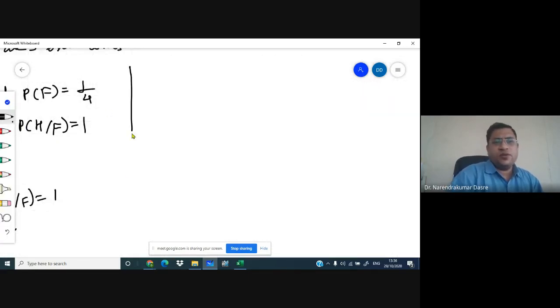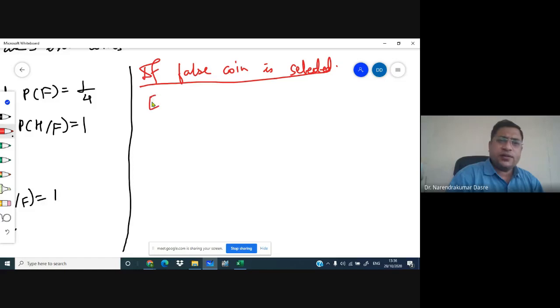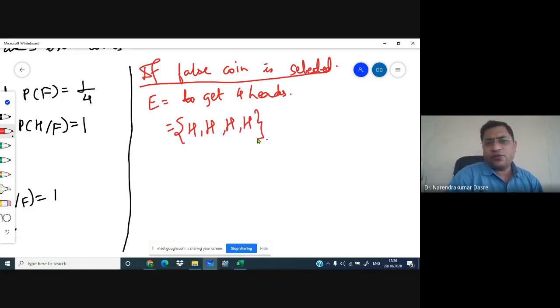We are doing an experiment. Suppose a false coin is selected and I want the event E, get 4 heads. What is the speciality of this false coin? That when you toss it, you will always get head. So toss this false coin 4 times. First will be head, second will be head, third will be head, and fourth will be head. Because you are tossing this coin, this is your sample space.